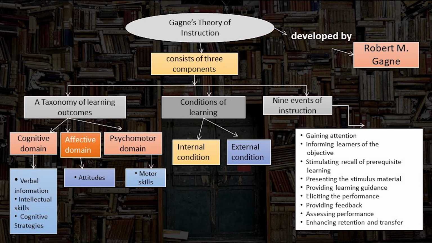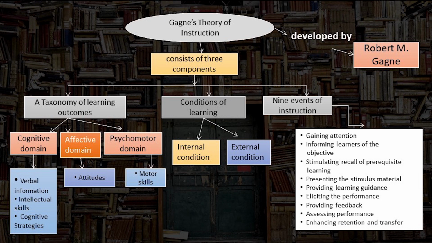The next concept in Gagne's theory of instruction is conditions of learning. When we think of the conditions of learning, we can say that they can be divided into 2: internal condition and external condition. So what does internal condition mean? When learning takes place, the learner should have some skills and capabilities on his or her own. Based on that, his or her internal condition prepares that person for the learning process.